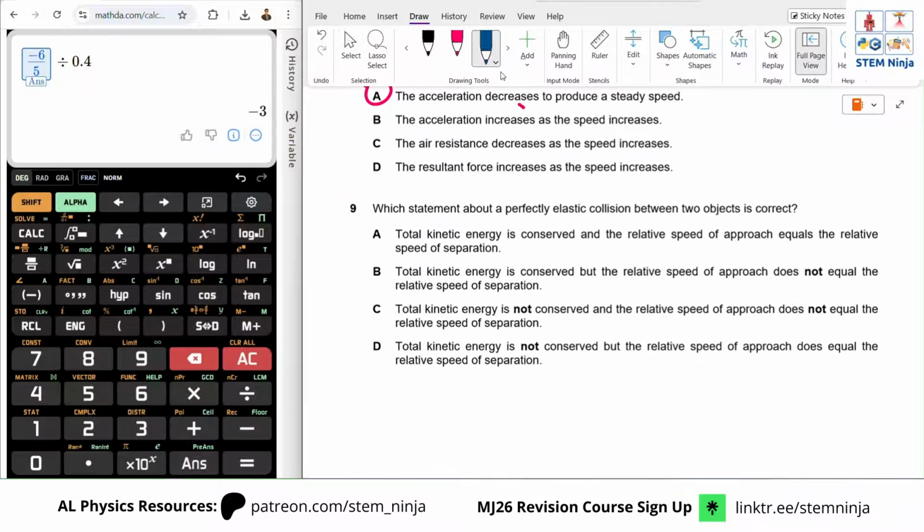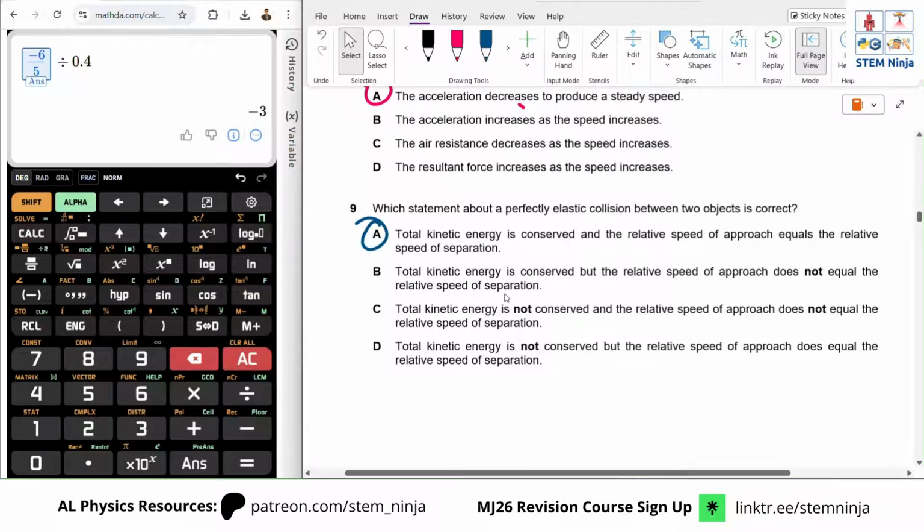Which statement about a perfectly elastic collision between the two objects is correct? Total kinetic energy is conserved. So kinetic energy is conserved and the momentum is conserved. So total kinetic energy is conserved, but okay, so we have the relative speed of approach. So relative speed of approach equals the relative speed of separation. I think the first one is correct. Yeah, so total kinetic energy conserved and the law of restitution applied.